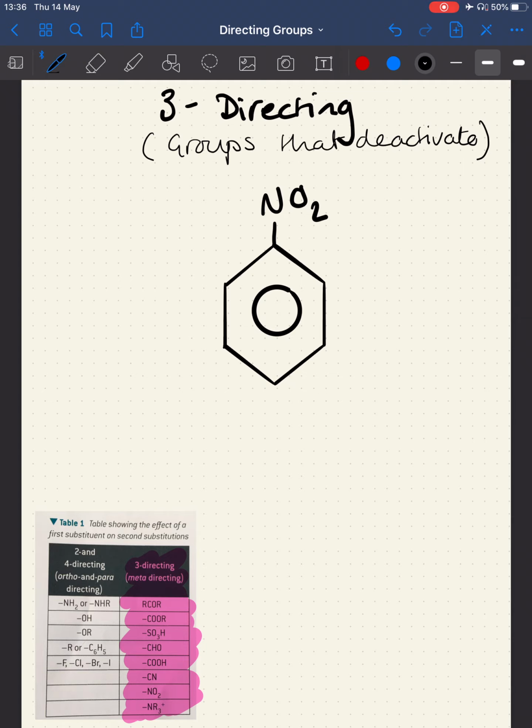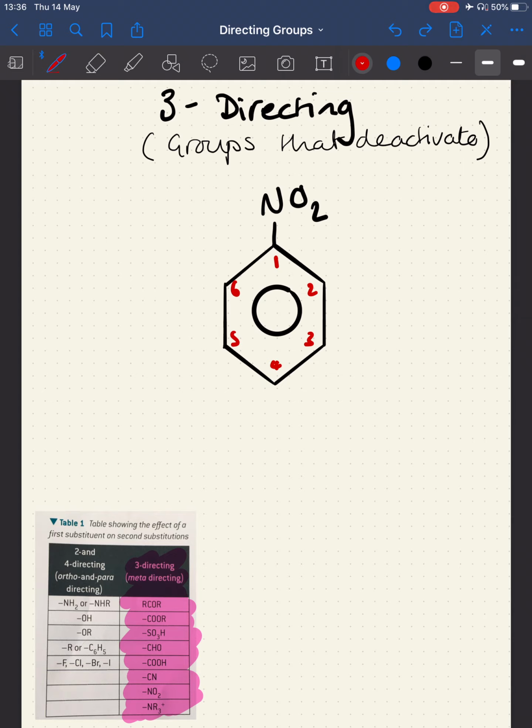Now, again, we don't need to know why NO2 is a 3 directing, why it's specifically in the 3rd location. 1, 2, 3, 4. So why does it direct onto there? We don't need to go into that in any detail. We just need to know that it does and be able to apply that.